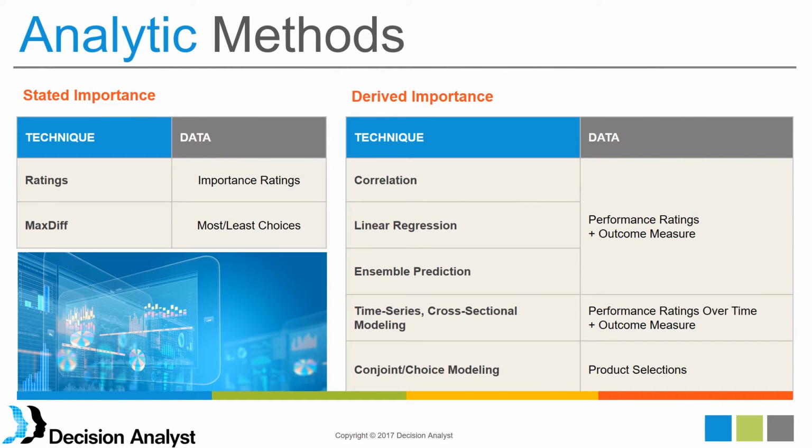So there are many different analytic methods that you can use for key driver analysis. There really is no other analytic technique that has so many tools that can be used to discover what the important factors are. So we divided them very broadly into stated and derived importance. Stated importance, we'll talk about two techniques, the ratings-based and the MaxDiff. For derived, we have a laundry list of techniques that can be used, and we'll talk about as many as time permits.